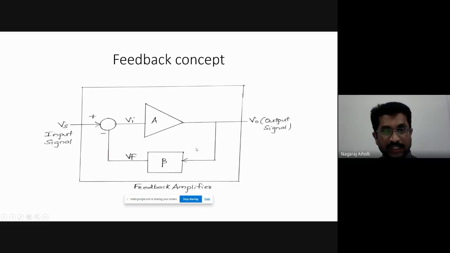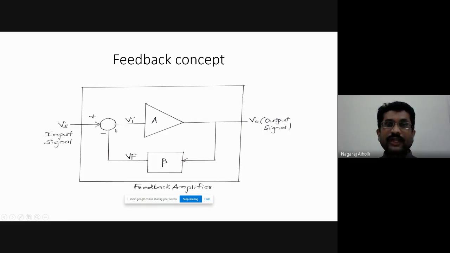Now here, in the forward portion, we have the amplifier, and the one more portion we have is the feedback circuit or the feedback portion. The supply signal is applied to this portion, which is called a mixer, right? So positive, negative, whatever is indicated here, it is applied to a part of this feedback amplifier circuit, which is called a mixer circuit.